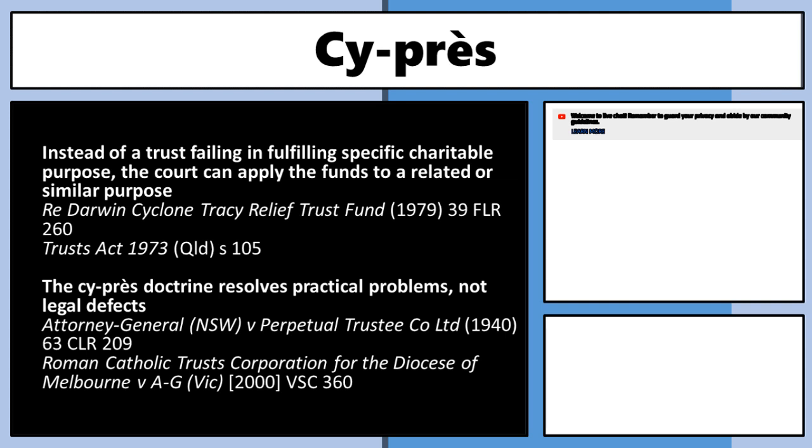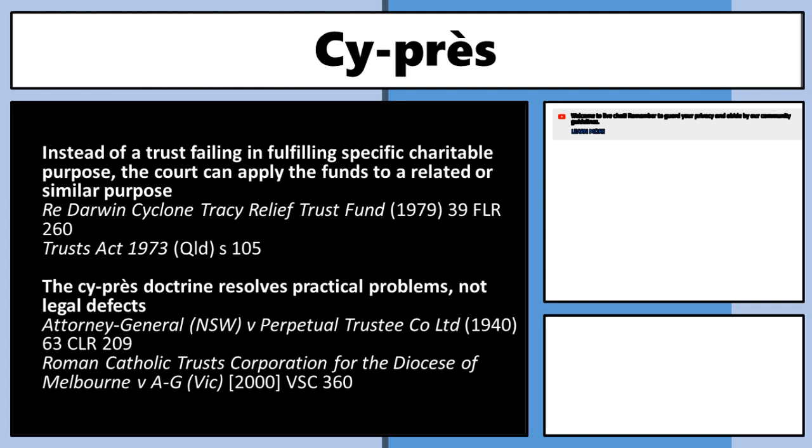But just make note, this is a doctrine enshrined in Section 105 of the Trust Act that says if, for practical reasons and only practical reasons, a charitable purpose can't be fulfilled because of a practical fact to do with it. Originally, it used to be the courts. Now the trustees can do it directly because of Section 105. You used to have to go and ask the courts. You can apply that money towards a similar purpose.